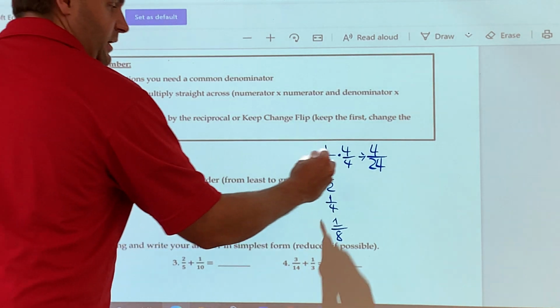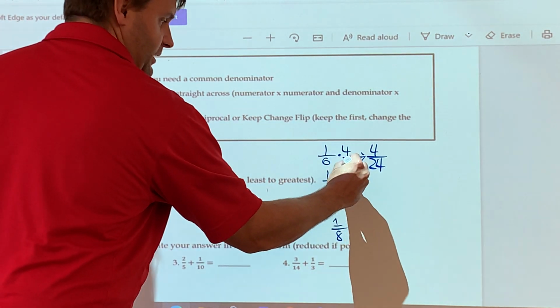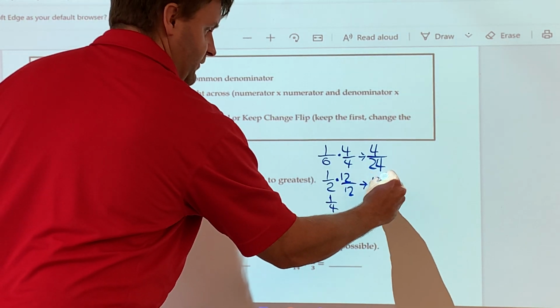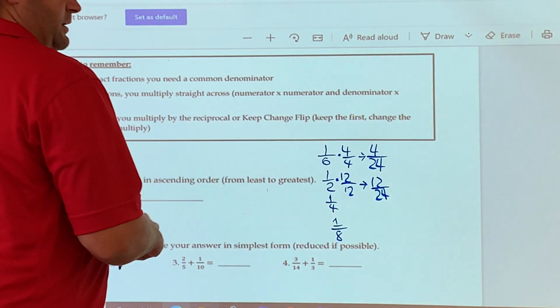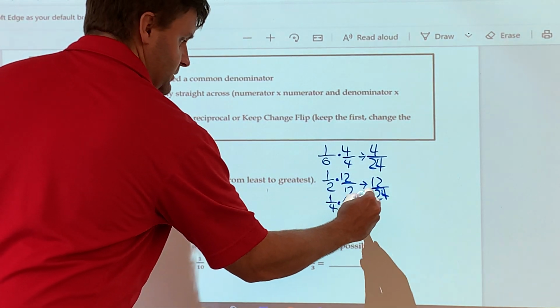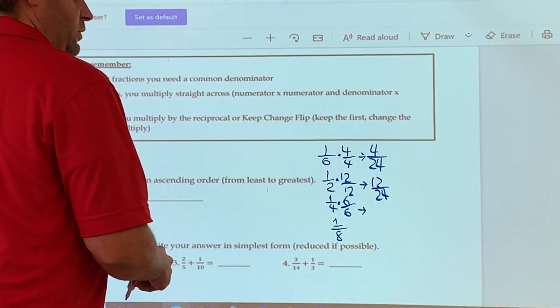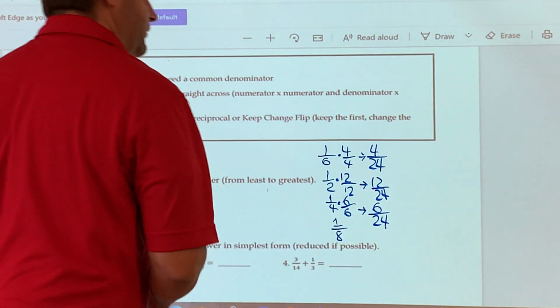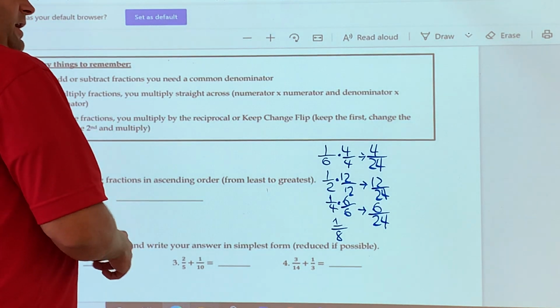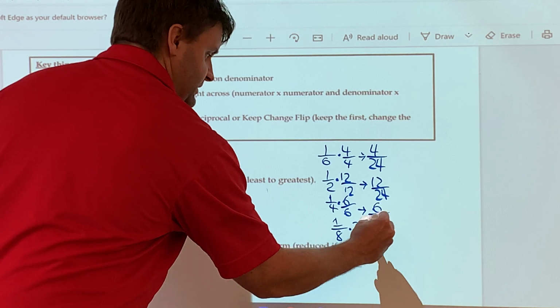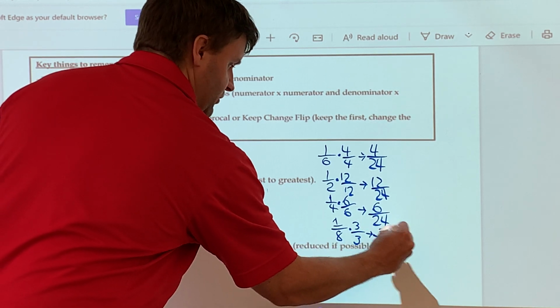For the 1/2, I'm going to multiply top and bottom by 12, and that's going to give me 12/24. For 1/4, I'm going to multiply top and bottom by 6, so 1 times 6 gives me 6 over 24. And then 1/8, I'm going to multiply top and bottom by 3, because 8 times 3 is 24, and that's going to give me 3 over 24.